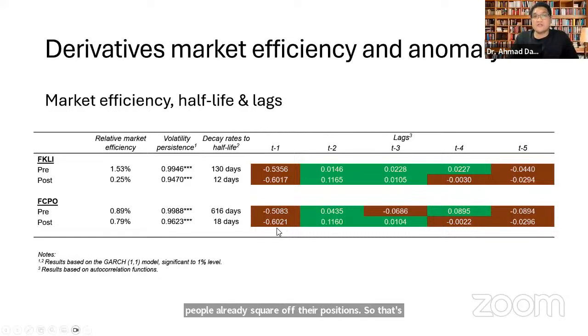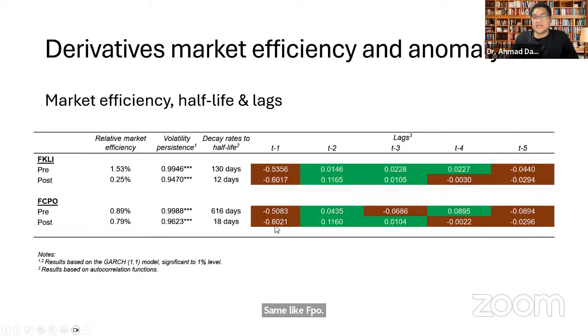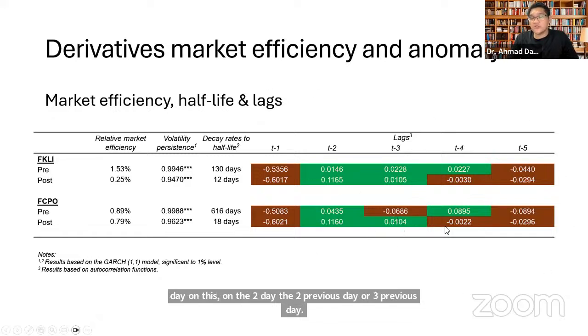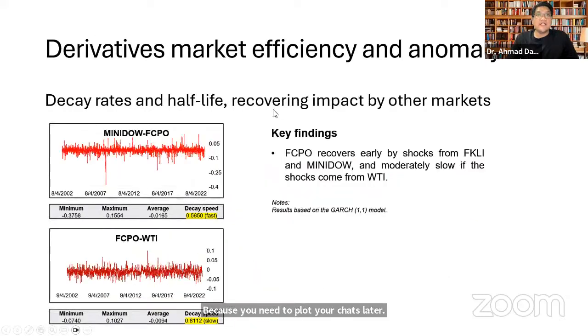The same like FCPO after and before COVID. Today the market goes up, tomorrow probably the market goes down because traders are pocketing their earnings. But then it will continue the trend, whatever the trend was on the 2 previous days or 3 previous days. It is very important for you to know the autocorrelation, because you need to plot your charts later. Right. Now, next.